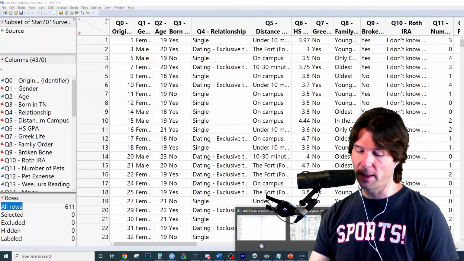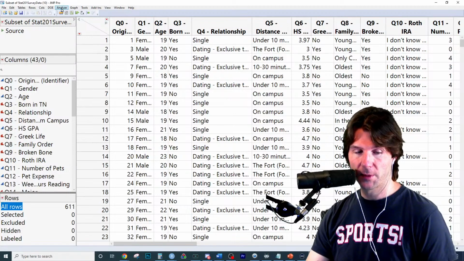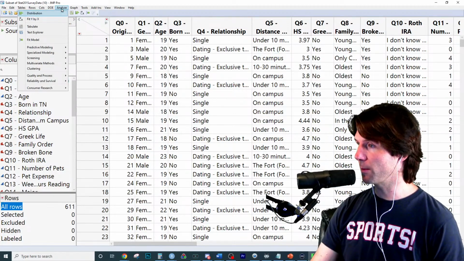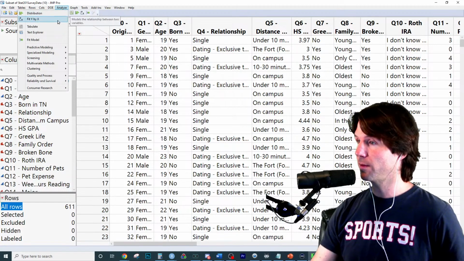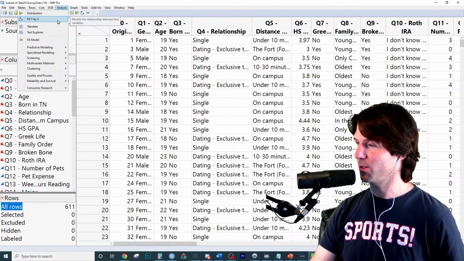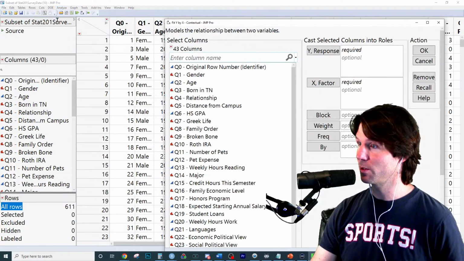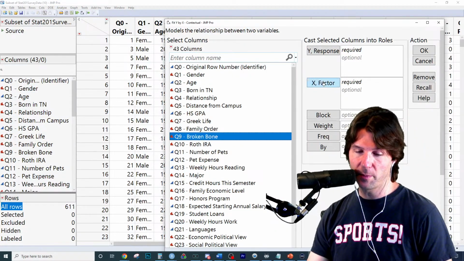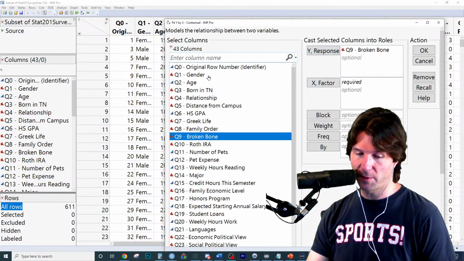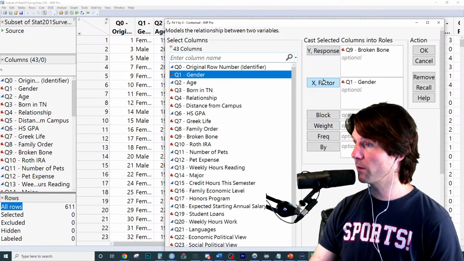Here we go, by making the graphic with our random sample. Analyze, Fit Y by X. I am doing different variables. Do not do the variables I am doing. I'm going to keep saying that while I do it because I don't want someone to do the variables I'm doing. I'm going to look at if somebody has broken a bone, and that'll be my Y variable of interest by their gender.